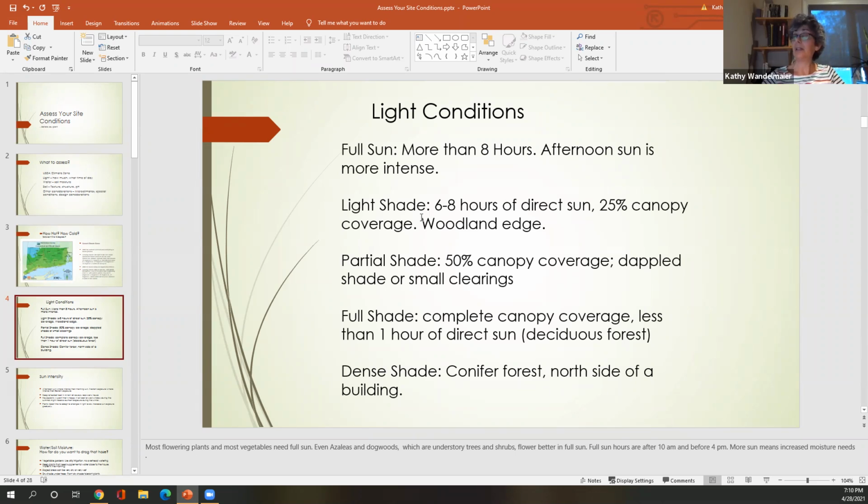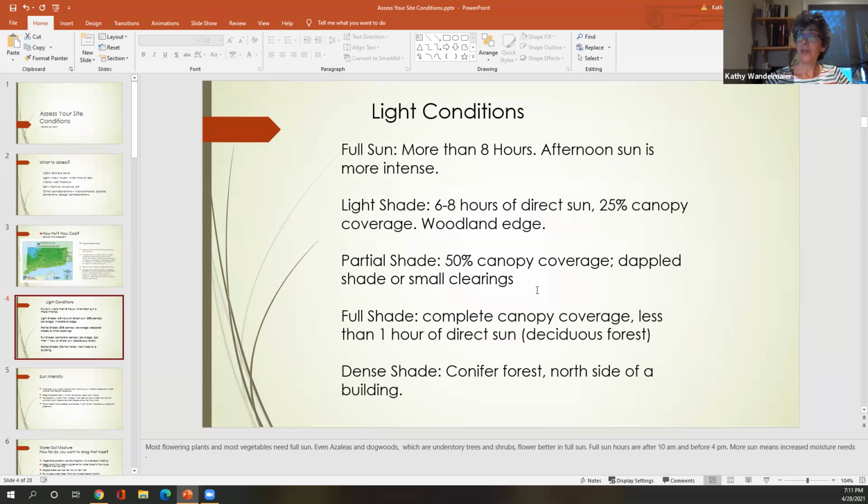That would be like a 25% canopy coverage if you're at the edge of a woodland. So maybe the sun doesn't really hit the spot until noon or so, and then stays in full sun till the sun goes down. And that would be, of course, in the summertime when you've got long days. Then partial shade would be the equivalent of a 50% canopy coverage, like dappled shade.